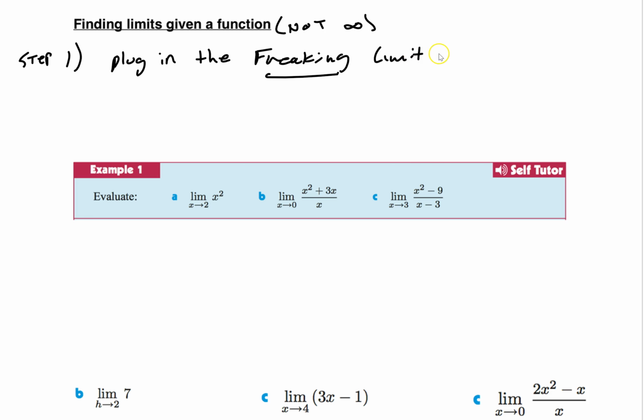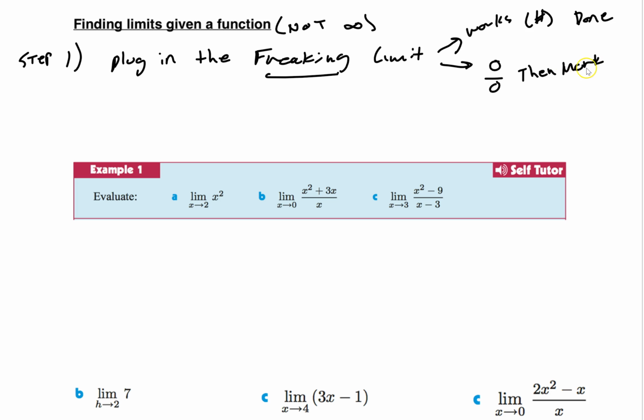Because what happens is, if it works, you're done. If you get a number, you are done. That's your answer. That's the limit. If it doesn't work, so what does "doesn't work" mean? If you get 0 over 0, that's called an indeterminate form, then you have work to do. Move on to step 2.